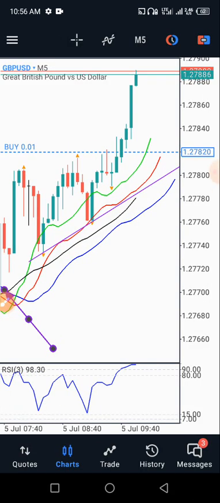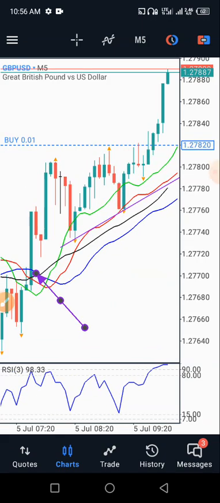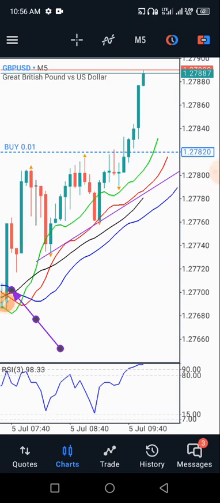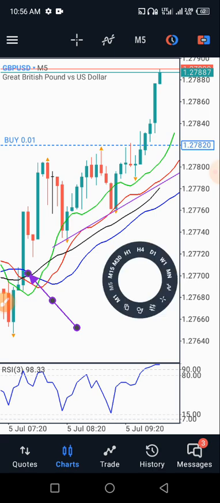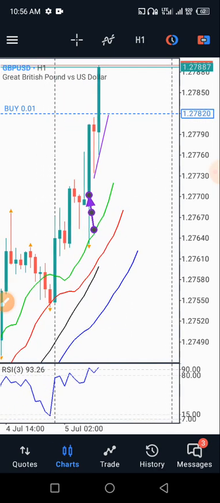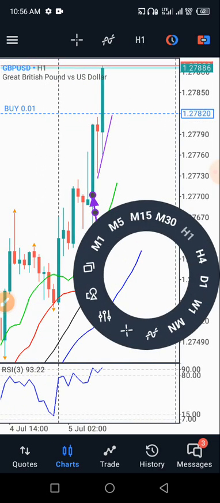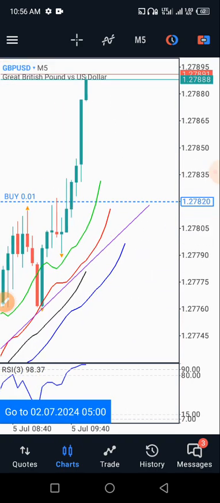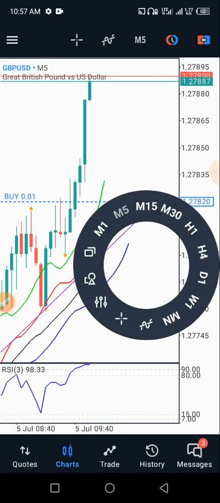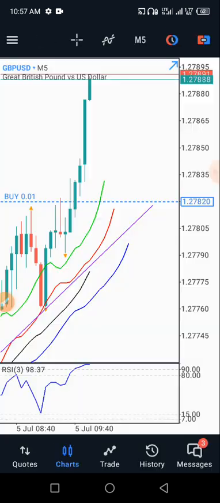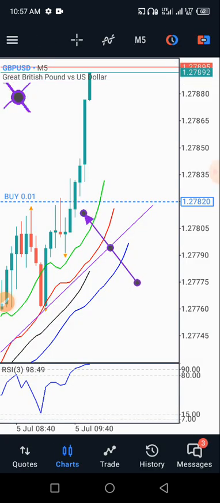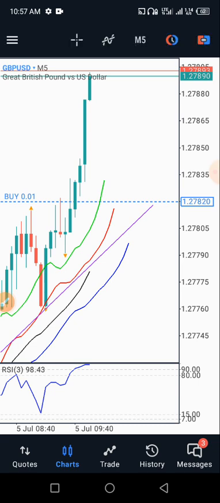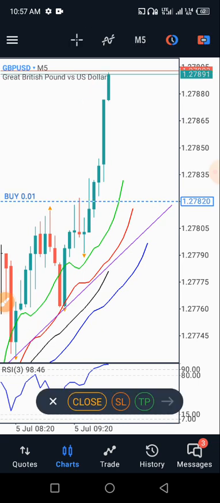Maybe I will just close now because this is a scalping strategy, and I do not want the market to turn against me because the market has really pumped up very well. I'm just going to close now, but you can see that with this strategy we are able to catch like 3 to 4 candles: the first candle, the second, the third and the fourth candle. So I'm just going to close now because we are going to be scalping with this strategy.